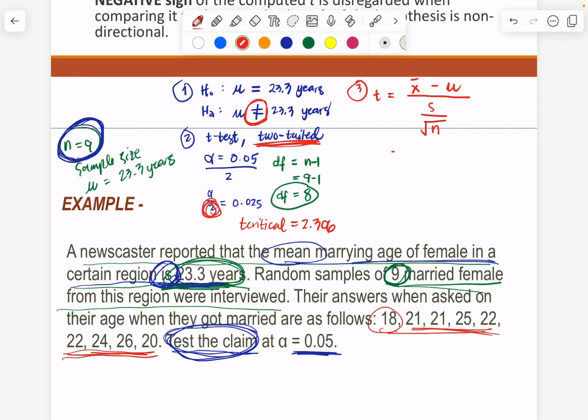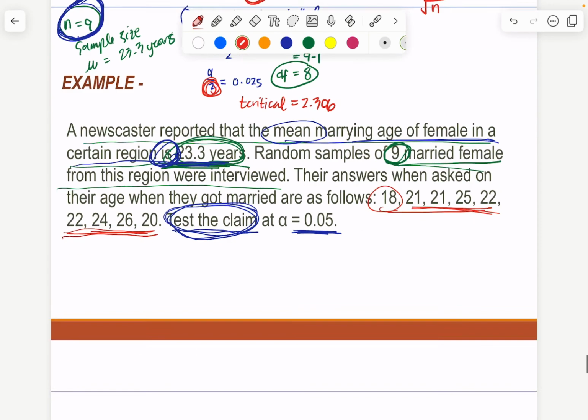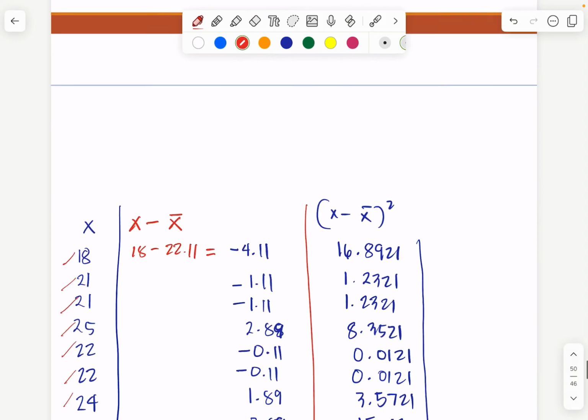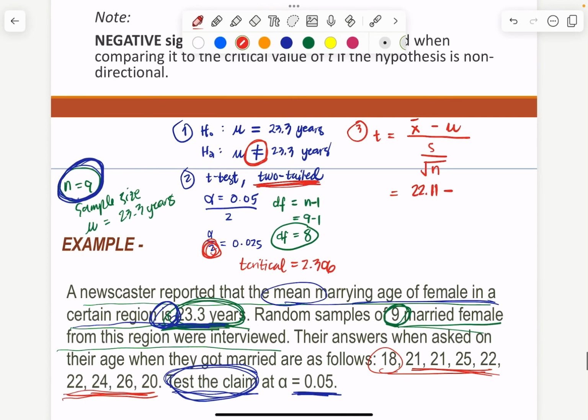Now, i-input ra dayon or substitute ra dayon nato atong values. What's your sample mean? So, gisolve na nato na siya ganina, diba? Unsa ang ato ang sample mean? Our sample mean is 22.11. So, i-input ra dayon nimo dinhi 22.11 minus your population mean, which is 23.3 years. After that one, all over your standard deviation.